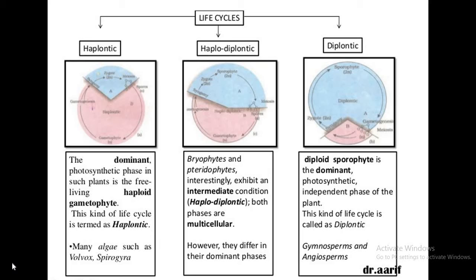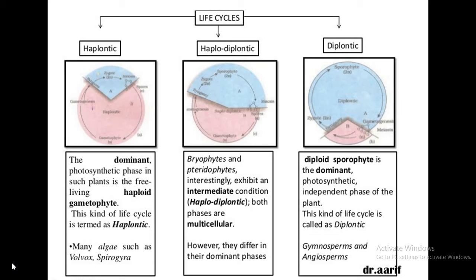Now what happens is, after gametogenesis, it forms the two gametes, they fuse, and when the two gametes fuse, it forms a zygote. Now this zygote is 2N, as you know. Obviously, N male gamete and N female gamete, both of them fusing, form the zygote. Now this zygote undergoes meiosis and forms the spores, and these spores germinate to form the gametophyte.